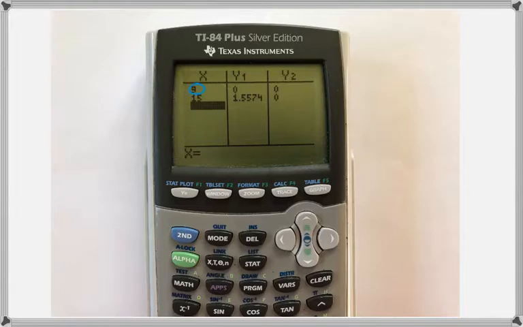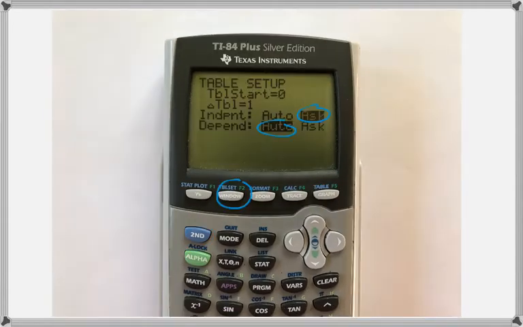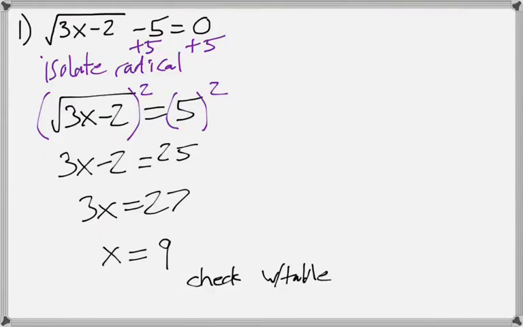So I typed in 9, and if y1 and y2, if these two columns read the same thing, then that means that this answer is correct. I also typed in a random number, 15, and you can see that these are not the same number, which means that 15 is not a solution. So these two columns need to be the same, and that means that 9 is a solution. So I'm going to go back, and I can circle 9 as indeed my solution.